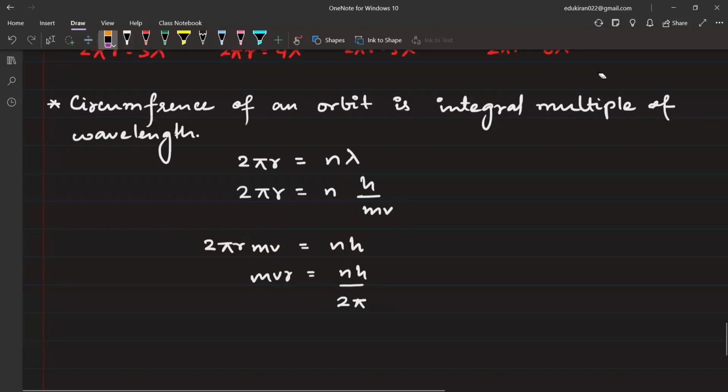Do you know what is mvr? Any idea? Have you done rotational motion in your physics chapters? Rotation? Has rotation been done yet or not? Tell me, guys.